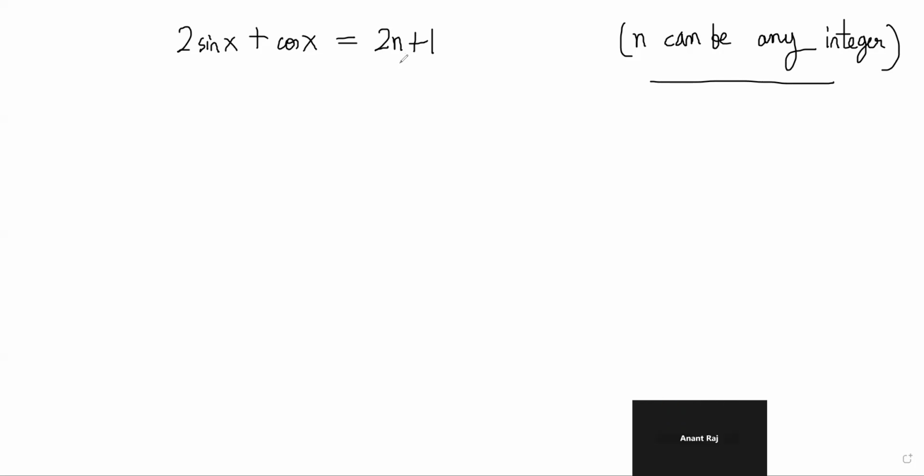So the greatest value of sine and cos is 1. What is the greatest value of this expression? Sir, it will be 2 into 3. No, it cannot be 3 or more than 3. That's not the greatest value. Think again. What is the greatest value and smallest value of this expression?